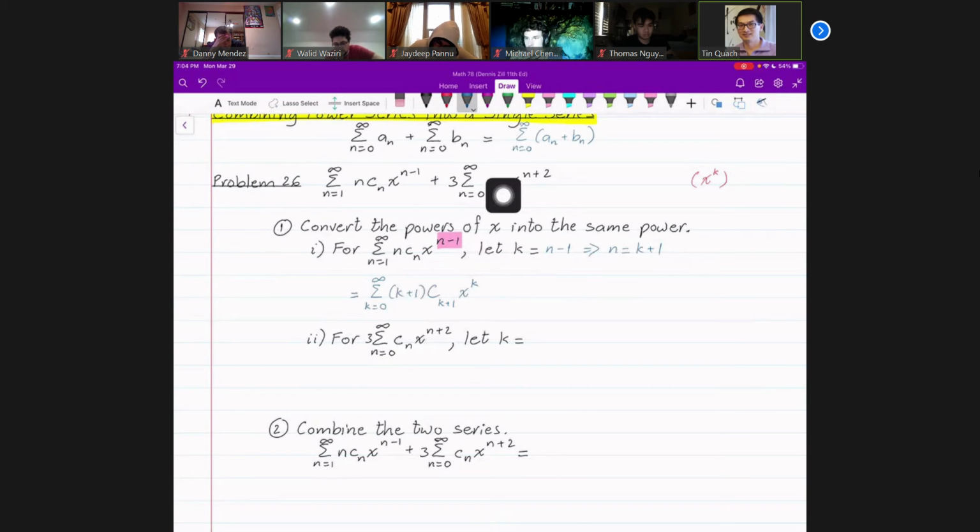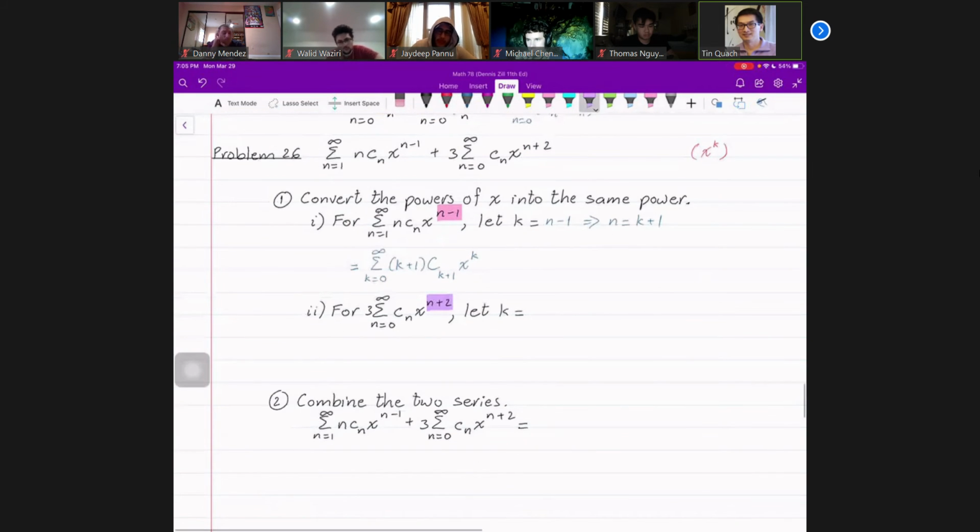So here's the second series, right? And then you see the exponent is n plus 2. We want that to be k. So we want k to be n plus 2, which implies n is equal to k minus 2. So you go here and you rewrite.